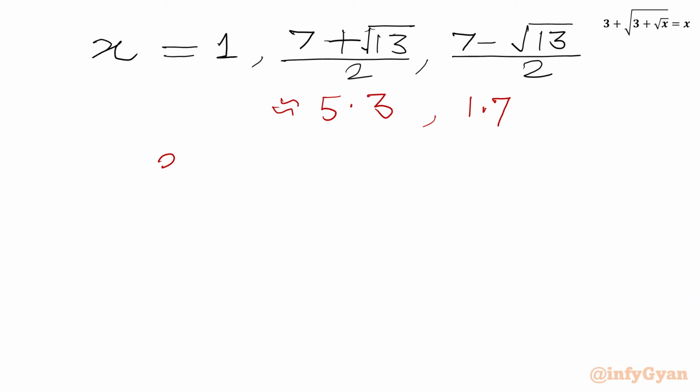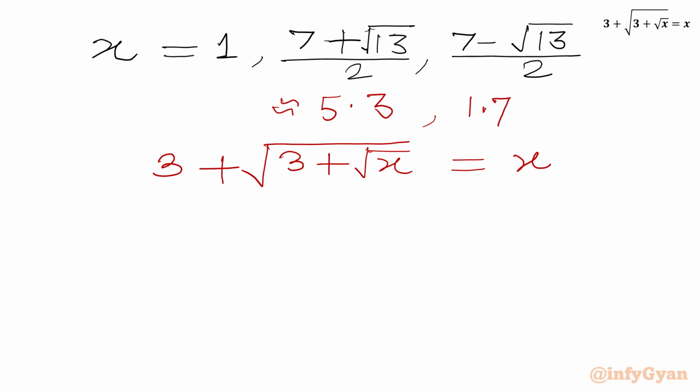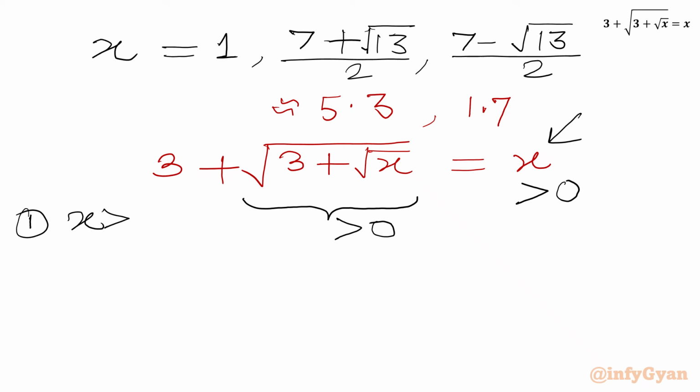Now we will write our equation: 3 plus square root of 3 plus square root of x equal to x. Now on the LHS, the bigger square root would always be positive. So I can conclude for the right hand side x, this must be greater than 0. So one condition is x must be positive.